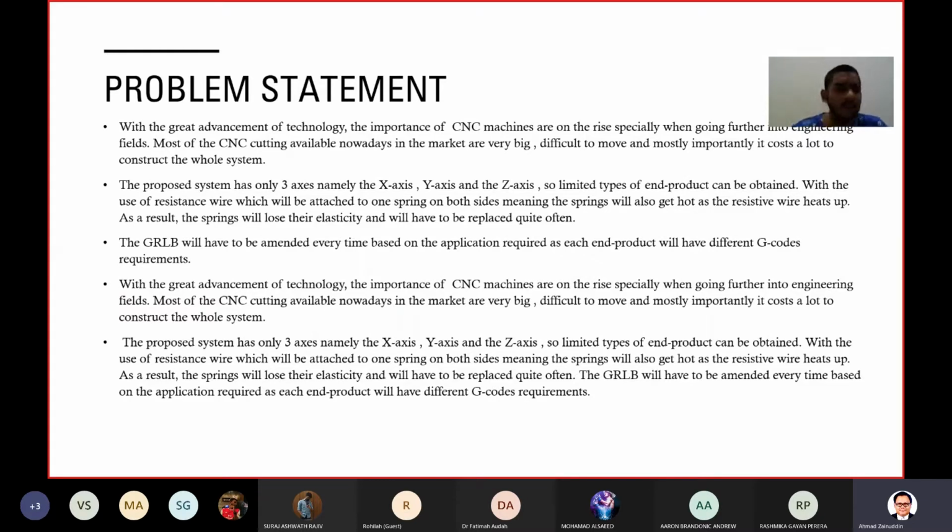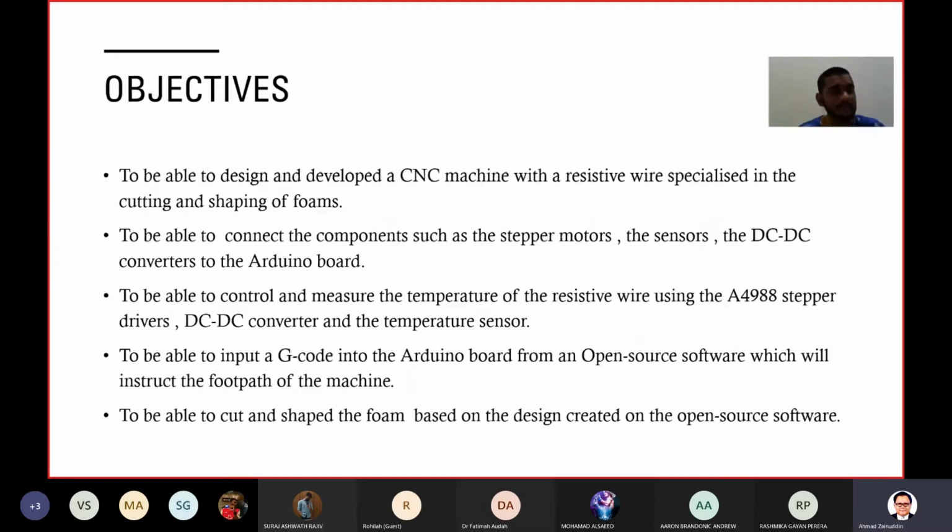Also, in terms of GRBL and G-code, it will have to be amended every time based on our design, based on the end product that we want to obtain. Okay, so this was our problem statement.